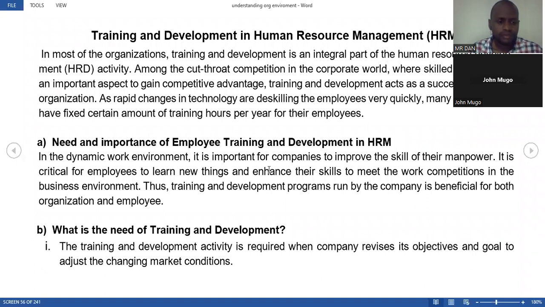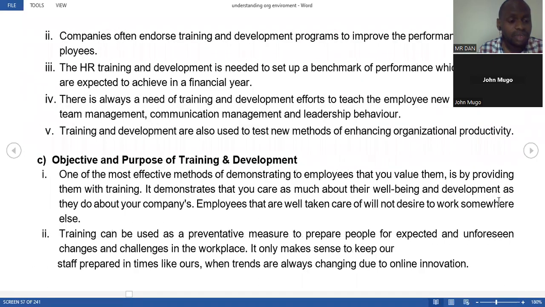Then we are saying the training and development activities are required when a company revises its objectives and goals to adjust to changing market conditions. So remember, things are changing. And because of that, you also need to change. With the change in technology, you need to become better and better every day. Companies often endorse training and development programs to improve the performance of their employees. So employees need to continuously improve through learning so that they find better ways of doing things. Therefore, training and development will increase their performance.